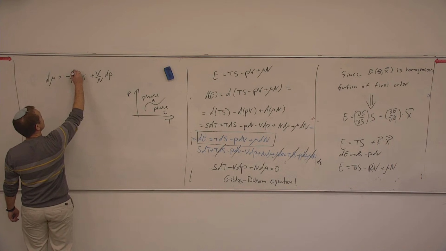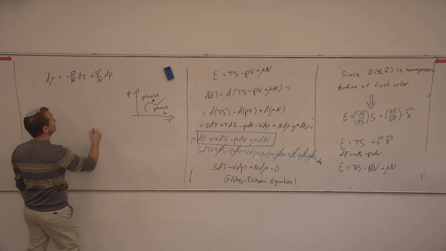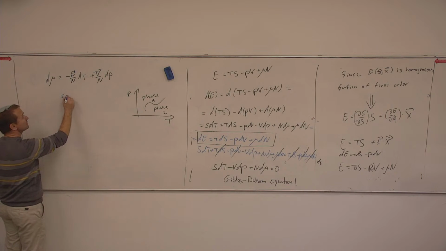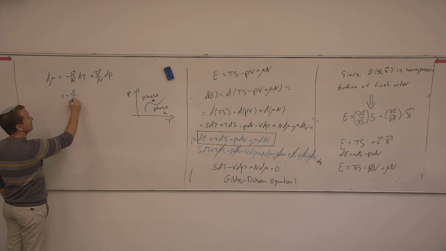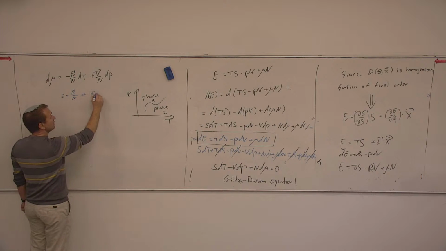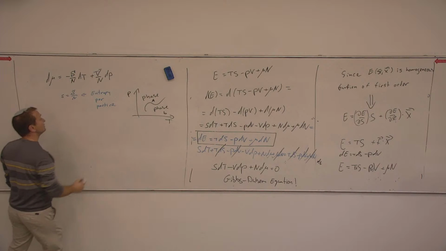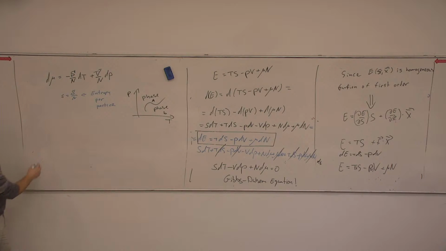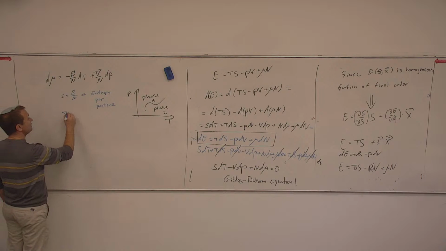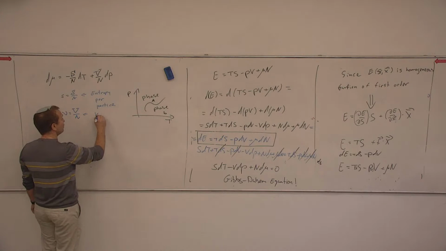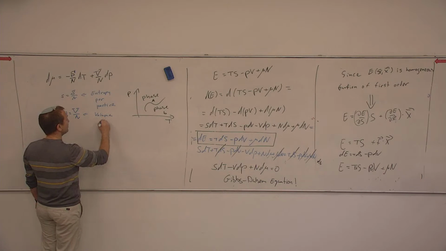Now, moreover, because we divided everything by N, let's use this as capital S, and this as capital V. So we have small s, which is large S divided by N. This is entropy per particle. And we have small v, which is large V divided by N. This is volume per particle.